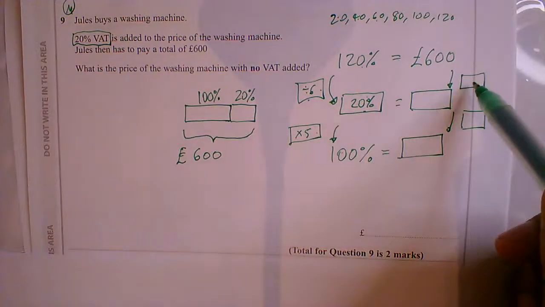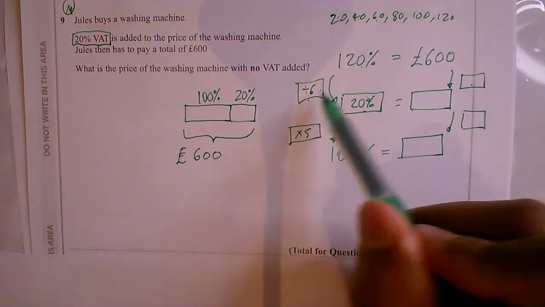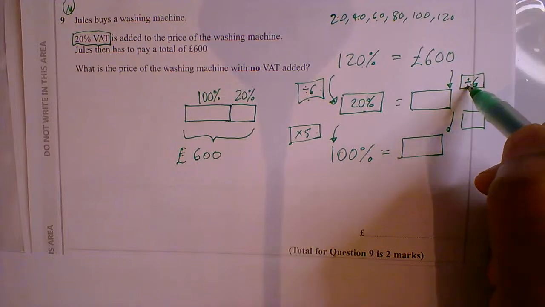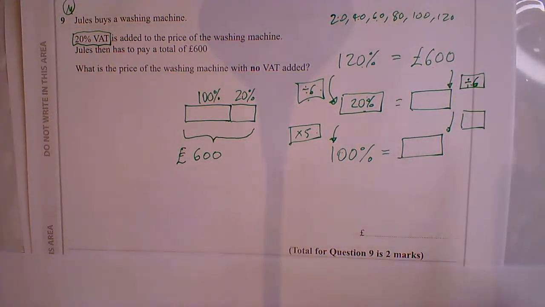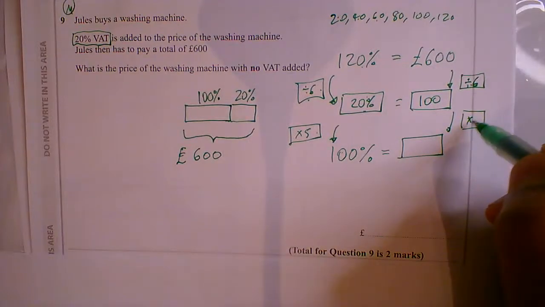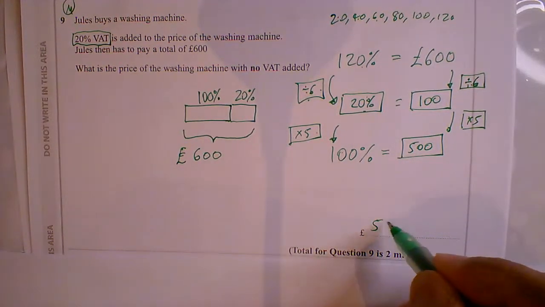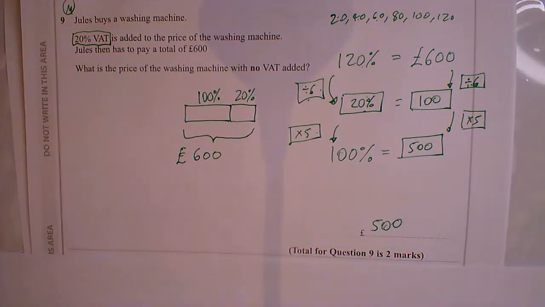So I do the same working out on the other side. You can see it's non-calculator, but the numbers are nice and comfortable to do. So 600 divided by 6 is 100. And then I'm multiplying by 5. So 100 times 5 is 500. So my final answer is £500. Okay, so that's another 2 marks.